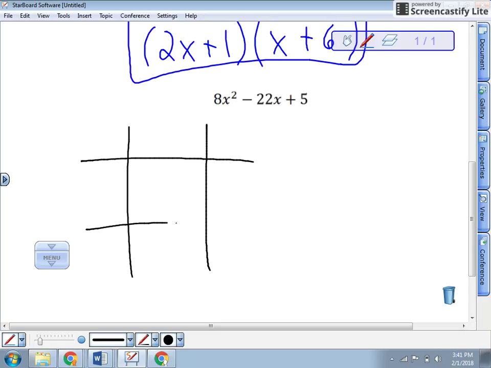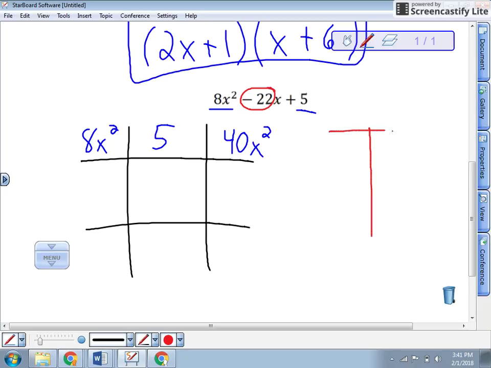All right, remember what we do first. We take the leading term and the last term. We multiply them together. So we've got our 8x squared, and we put the 5 here. We multiply across. 8x squared times 5 is 40x squared. Now I've got to look to that middle term. So I need factors of 40, just like we did before, factors that add.